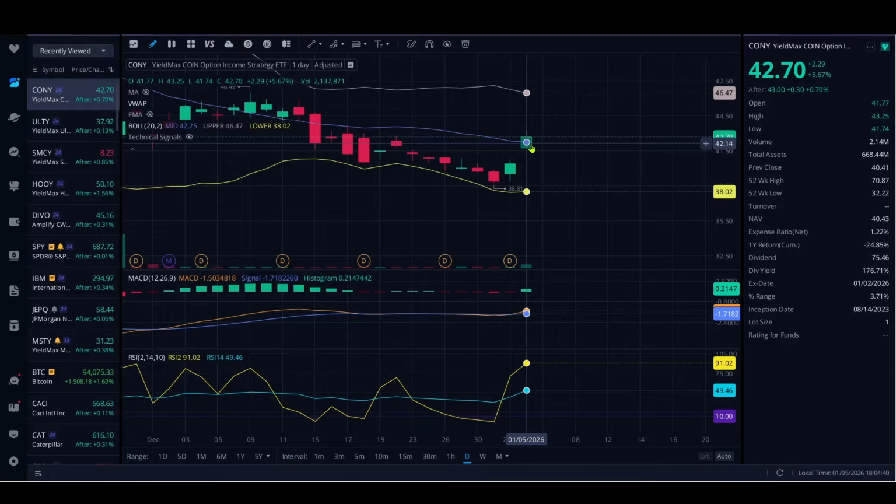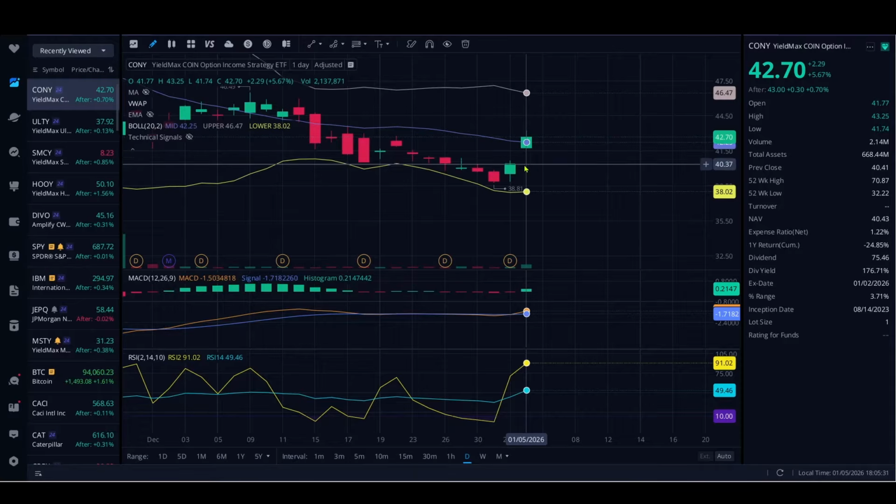Well, as you can see, we actually jumped on CONY today. It went from a close on Friday of $40.41 to a close of $42.70 today. A very nice move, and I'm sure a lot of it had to do with the move on Bitcoin. So the first thing I'm looking at is that Bollinger Band, and I want it to be on the bottom half of that Bollinger Band, and you can see it currently is not. So it does not meet the first criteria.